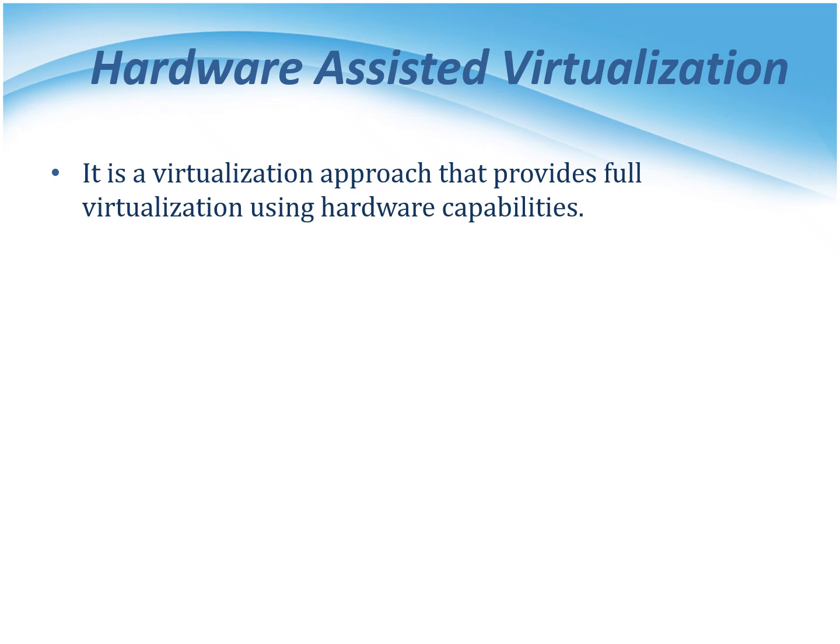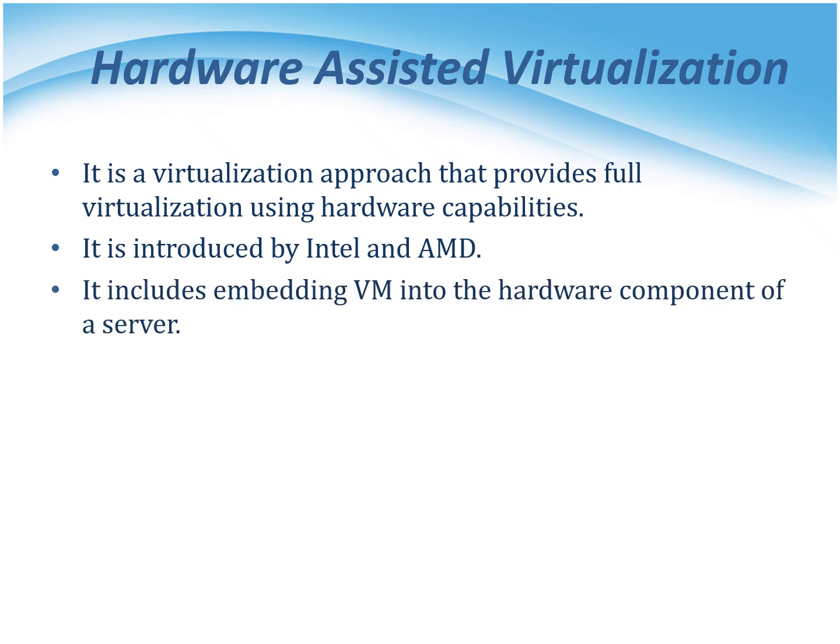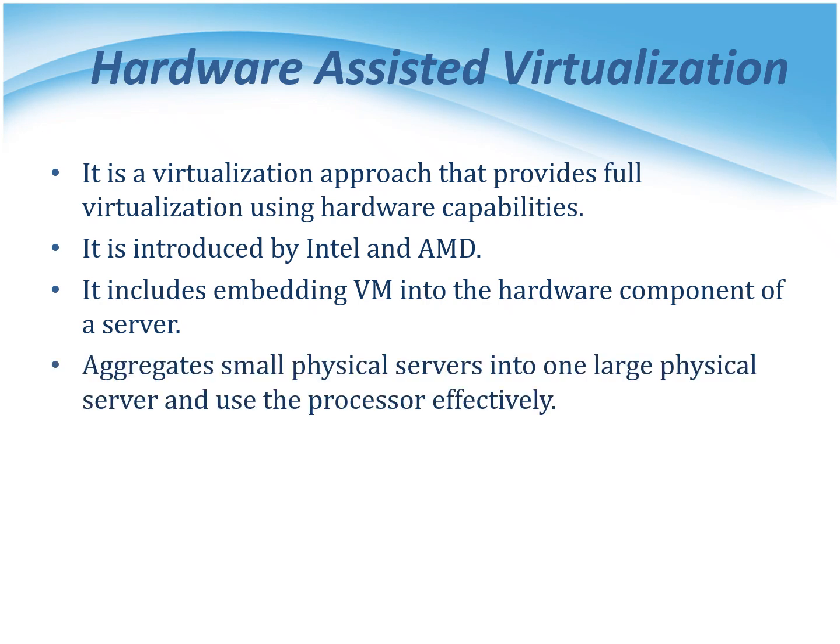Hardware assisted virtualization is a virtualization approach that provides full virtualization using hardware capability. It was introduced by Intel and AMD. It includes embedding the virtual machine into the hardware component of a server. So this directly accesses the entire physical resources. It aggregates small physical servers into one large physical server and uses the processor effectively. That is hardware assisted virtualization.